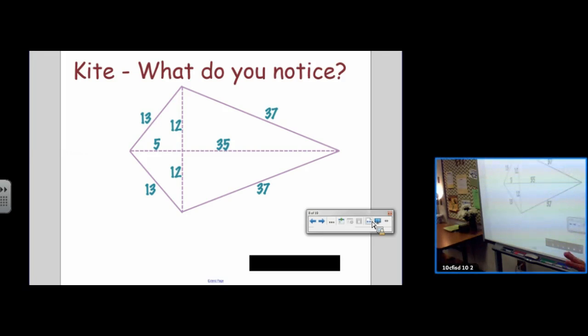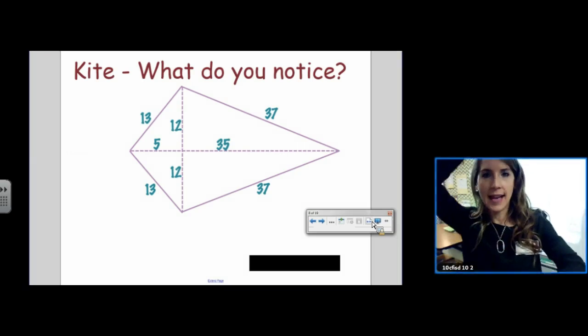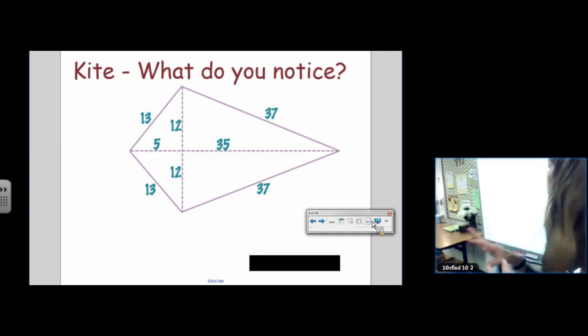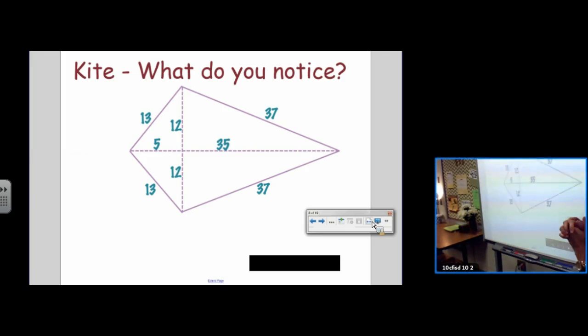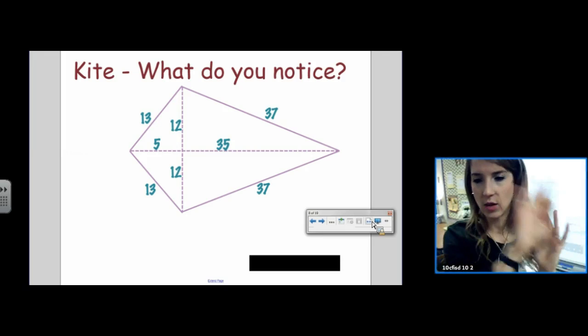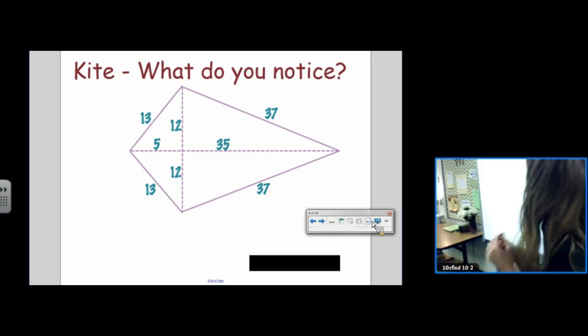Okay, hopefully you had enough time to really study that kite. So what are some things that you notice? You know, in a parallelogram, opposite sides were congruent. In a kite, are opposite sides congruent? No. What's congruent in a kite? What's that weird word that means like in a row? Next, yeah. Consecutive sides are congruent in a kite.